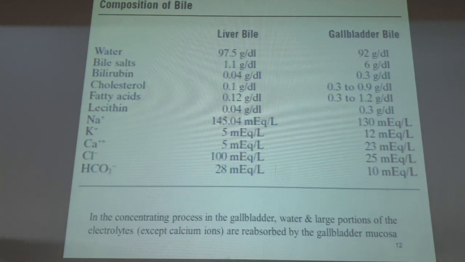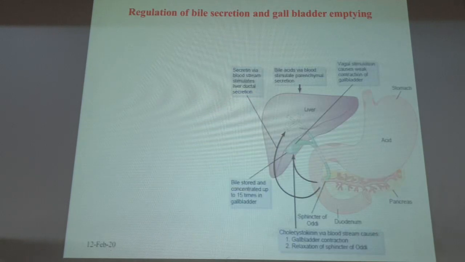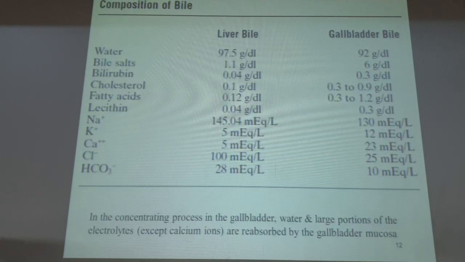So the percentage of sodium in the gallbladder bile is decreasing. Just to know that electrolytes are absorbed, mainly sodium and chloride, and the concentration of others is increasing.